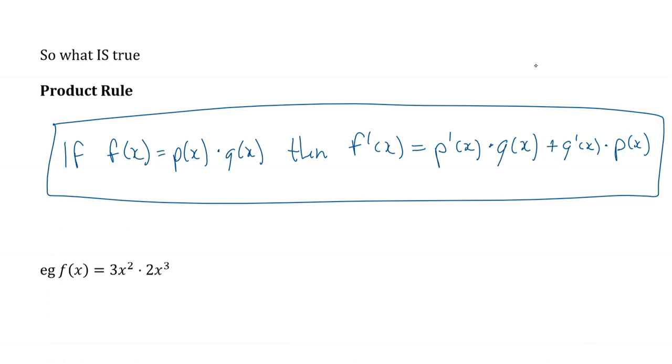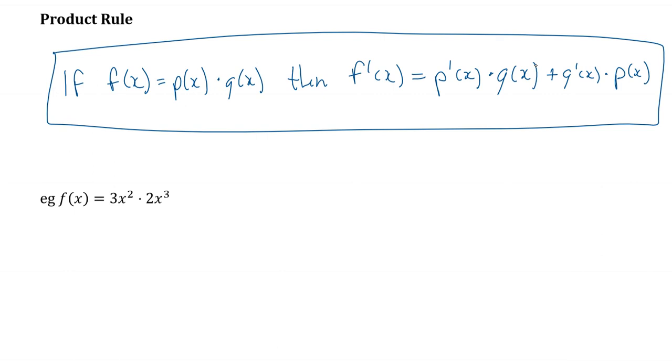But derivative of one of them times the other one, the original function, plus derivative of the other one times the original function. So going back to our first example and using the product rule, here's my p at x. Here's my q at x. In other words, p at x, well, this is from above. I guess we already have this written down, but it's 3x squared. And q at x is 2x cubed.